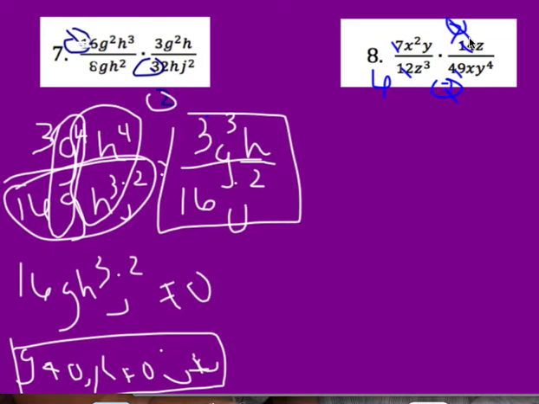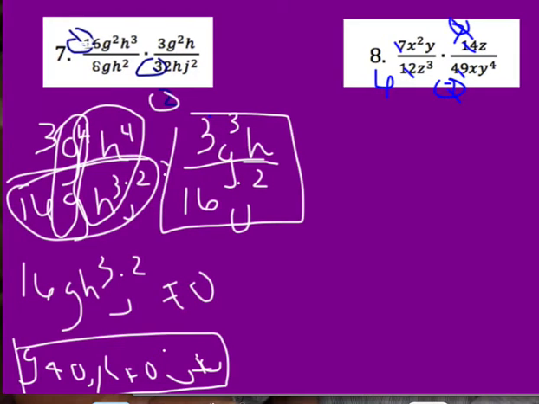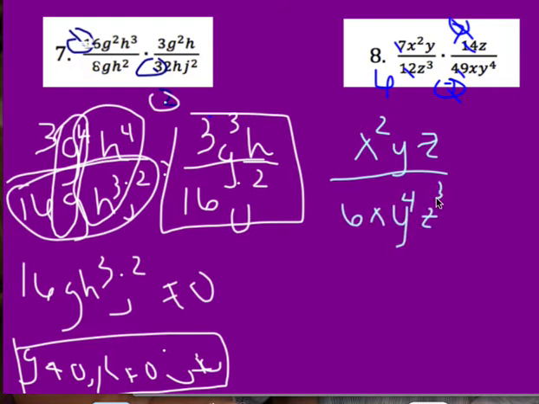Now let's say that just got overly complicated for you. You have no idea how I canceled that out. You can always multiply it out and then simplify it at the end. I'm trying to simplify it a little bit earlier so I can catch it earlier and have smaller numbers to deal with. So let's take a look. Up top we don't have any numbers. We just have x squared, y, z. On the bottom we have 6, and then I'm going to put that in numerical order: x, y to the 4th, z cubed. So let's go ahead and simplify that.